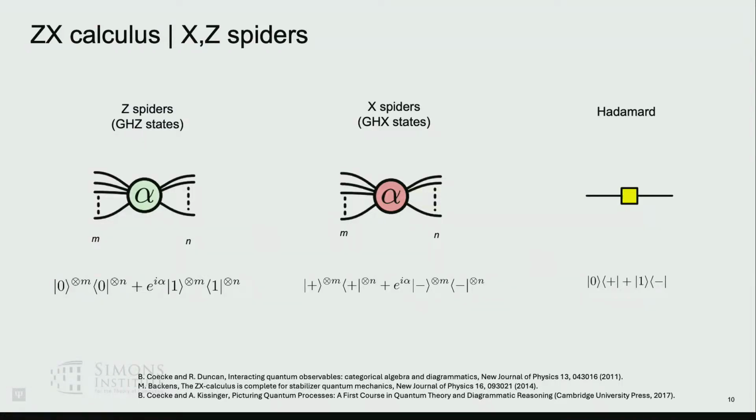you can think of this green one as being a GHZ state. So a tensor network which has a GHZ state sitting on the output legs, which are qubits. Then we have a red one, which is the X equivalent, so X spiders, which you can think of as having a GHX state on the outputs. And then there's a Hadamard, which just converts between these two things.